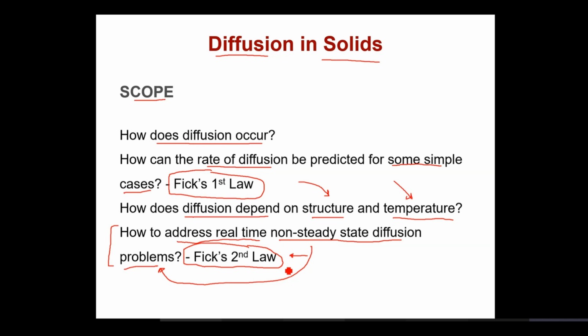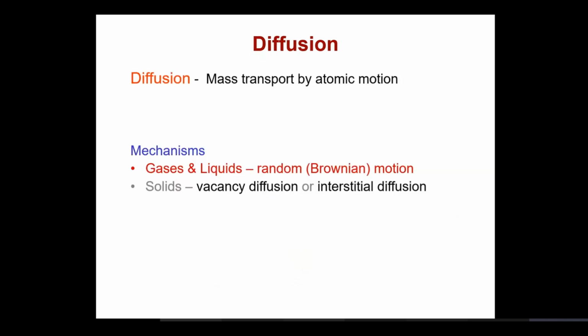And so let's begin with the understanding of diffusion. Diffusion, as the word says, is mass transport by atomic motion. So species, whether it's atoms or molecules, are moving from a location to another location, and this is taking place in a considerable amount. Mechanisms in gases and liquids, although we're not interested, but you already are familiar from your high school physics that random Brownian motion basically determines the diffusion process in gases and liquids.